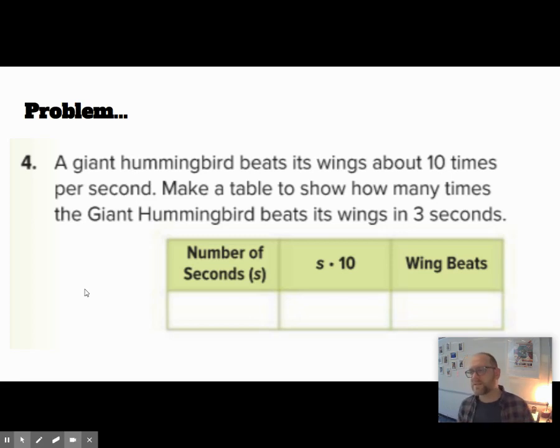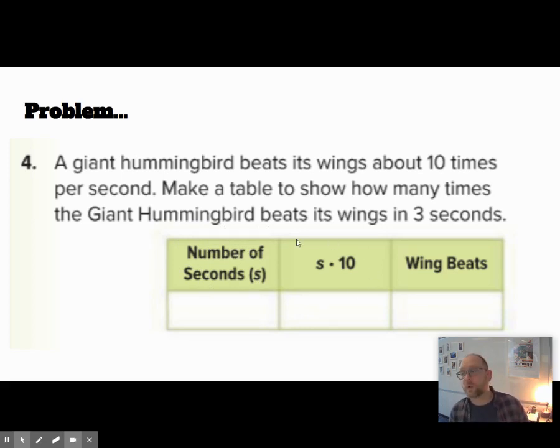Okay, so here's something that's a little bit different. A giant hummingbird beats its wings only about 10 times per second, so much slower. Make a table to show how many times the giant hummingbird can beat its wings in 3 seconds. So again, we'll have on our function table, we'll have it set up so that we have whatever our independent variable stands for. In this case, the number of seconds, which will be s.